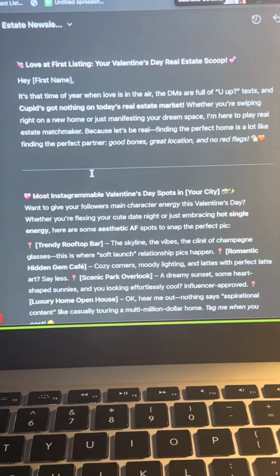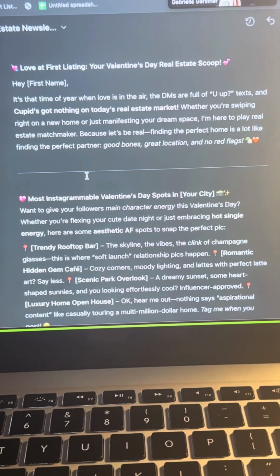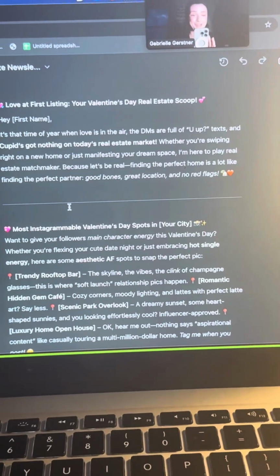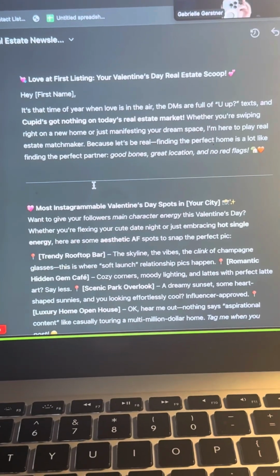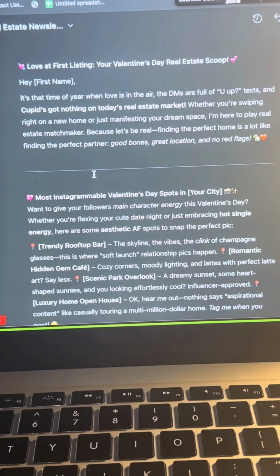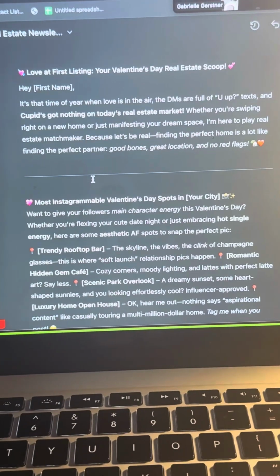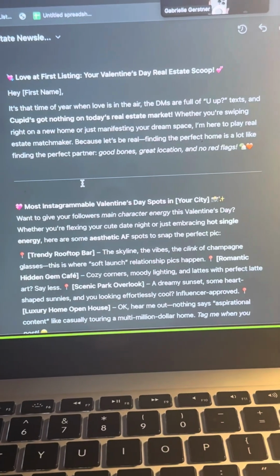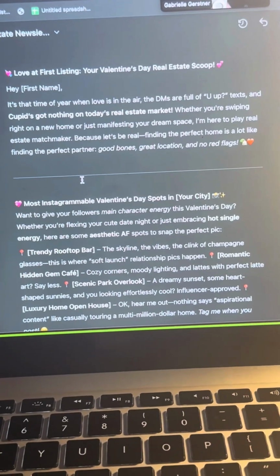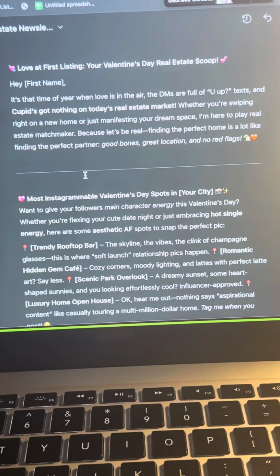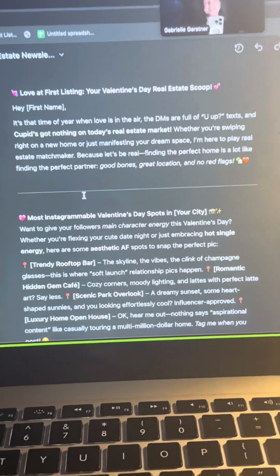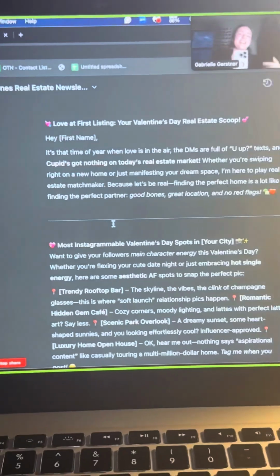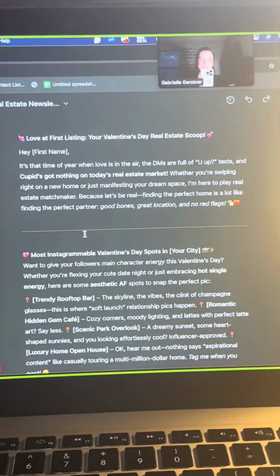So it's that time of the year again when love is in the air and the DMs are full of you up texts. We're being funny. All right. And Cupid's got nothing on today's real estate market. Whether you're swiping right on a new home or just manifesting your dream space, I'm here to play real estate matchmaker, because let's be real, finding the perfect home is a lot like finding the perfect partner. Good bones, great location, and no red flags. Dang! I love that. Like if I got a realtor who sent me that, love it.